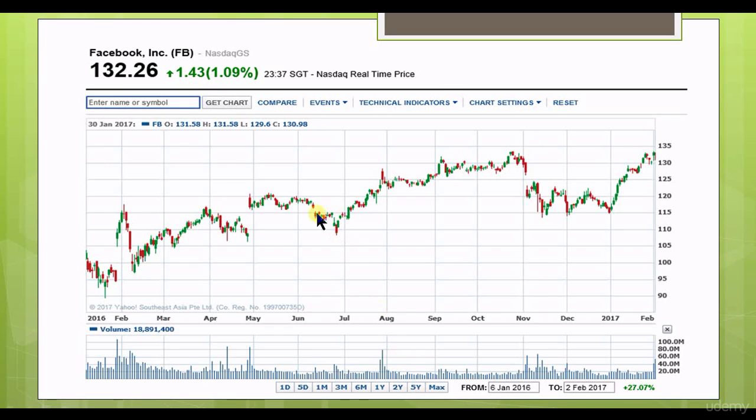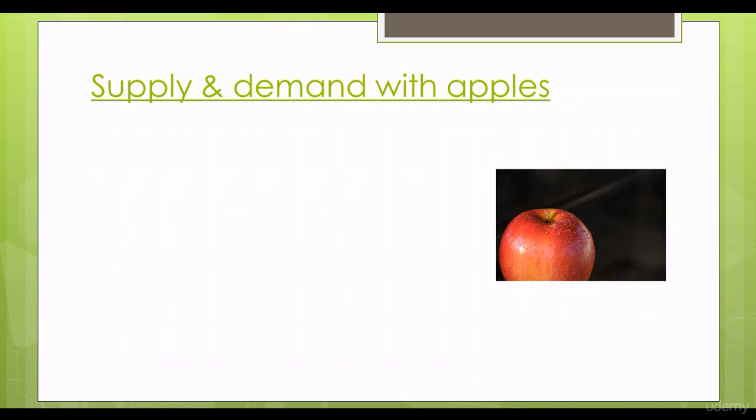And you can see it happening over here as well. As Facebook moved up, it came back down for a while before continuing to move up again. The same happens when a stock is moving down. As it moves down, it will move up for a while before continuing its move downwards. Now stocks move in a zigzag pattern because investors are opening new positions or selling old positions. So to get a better idea of why this happens, let's look at our next example.